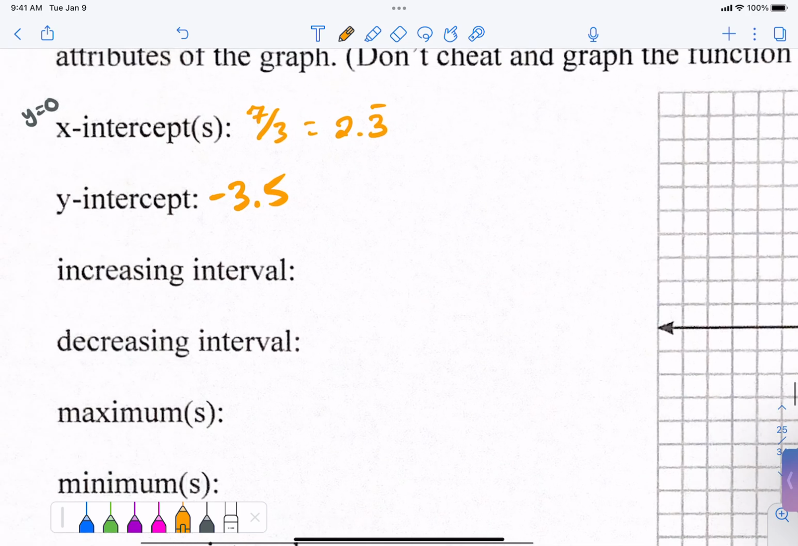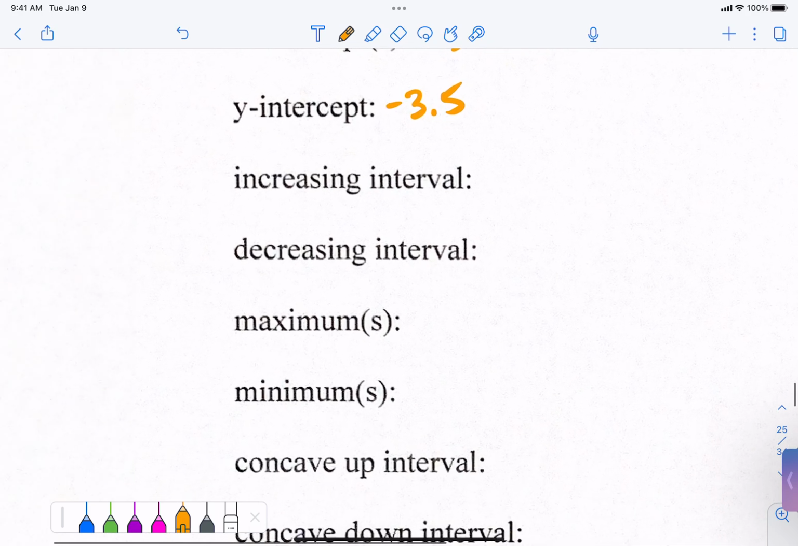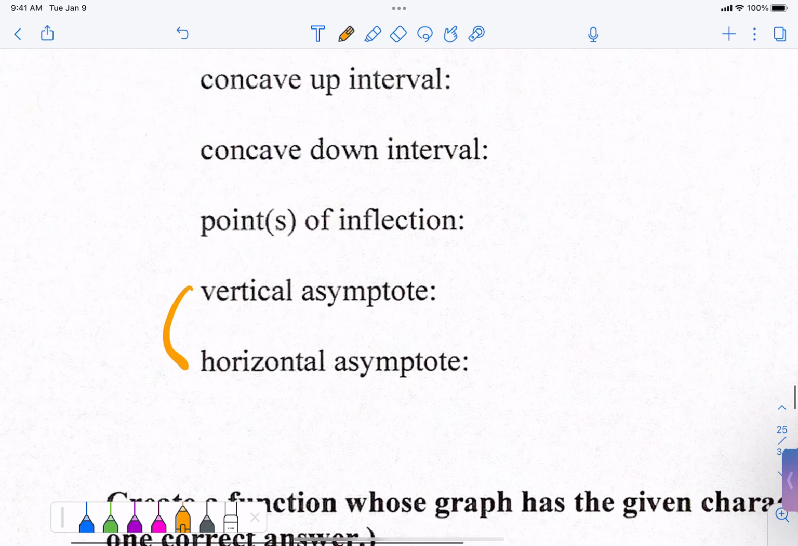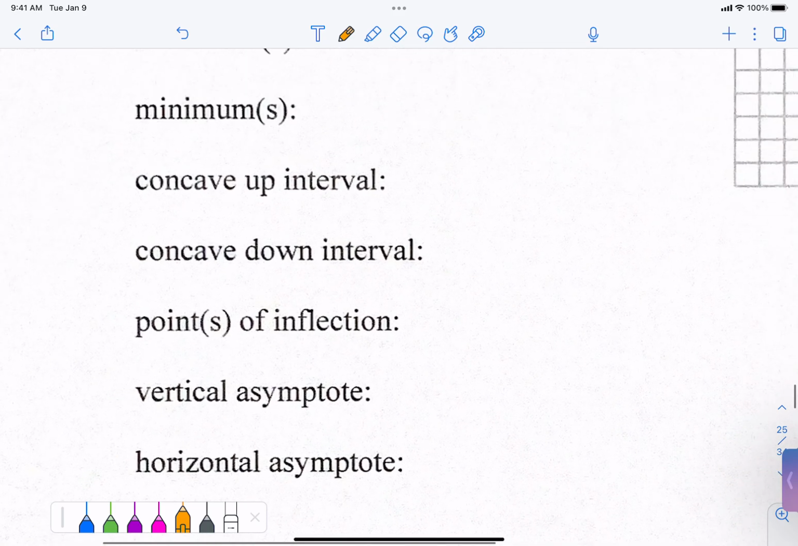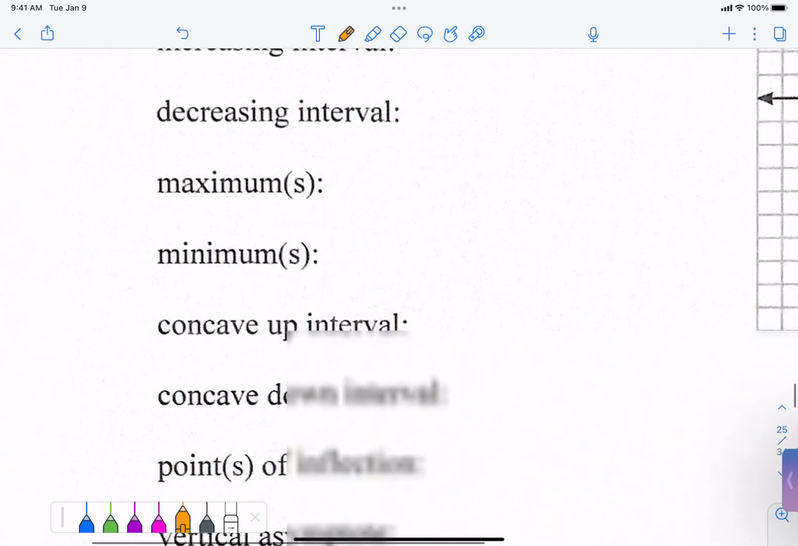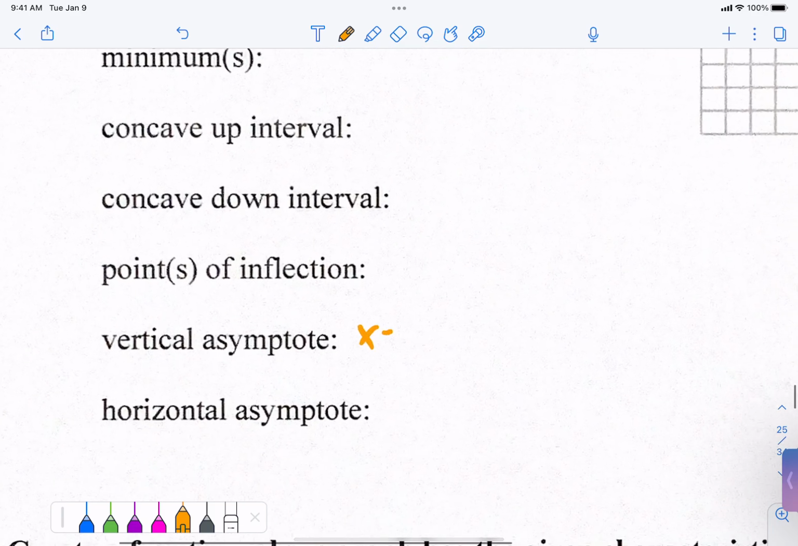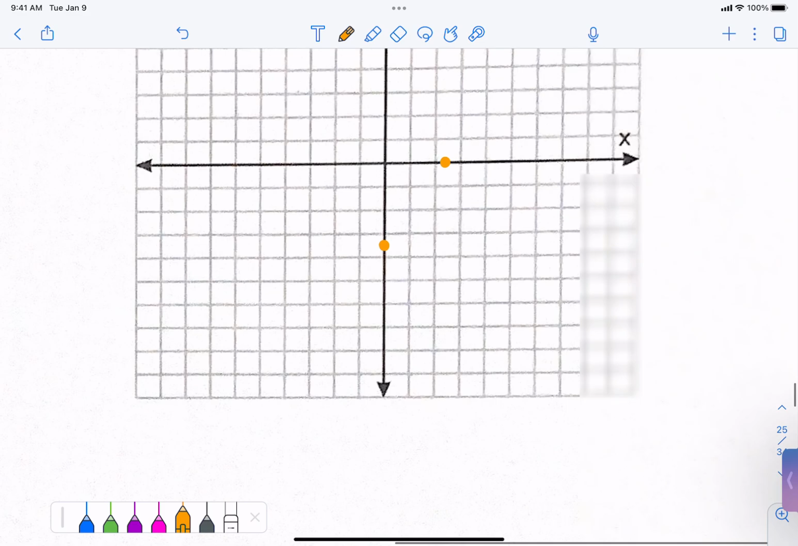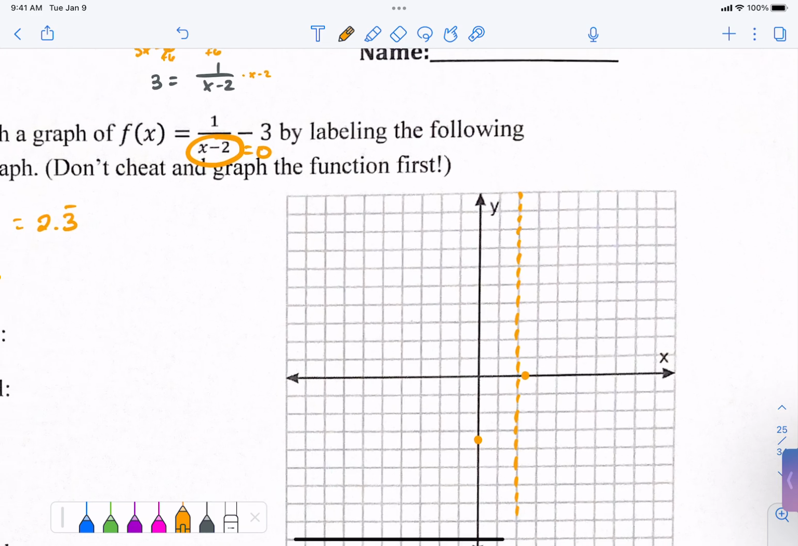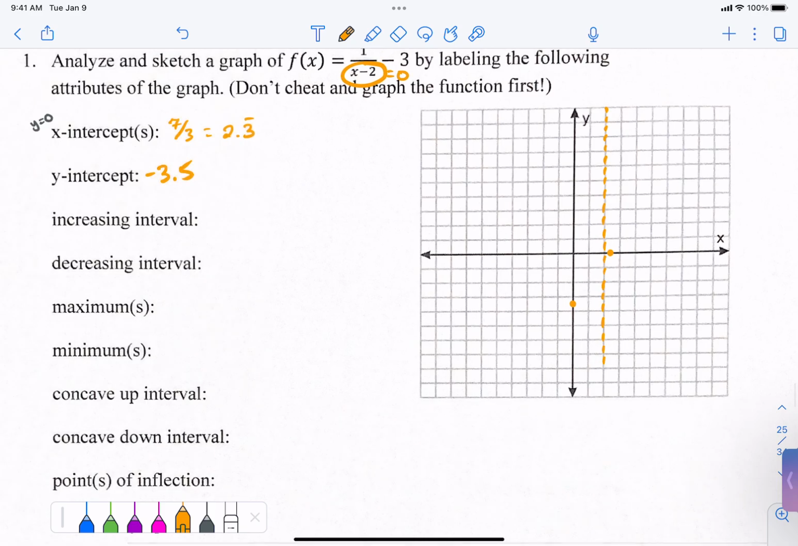Okay. All right, let's talk about some other stuff. Besides increasing, decreasing, max, min, concave up, concave down, points of inflection, what about vertical and horizontal asymptotes? He will have a vertical asymptote at where? At 2. If you set this equal to 0 and add the 2 over, x equals 2. That's my vertical asymptote. Let's graph it. At 2 on the x, it is right here.